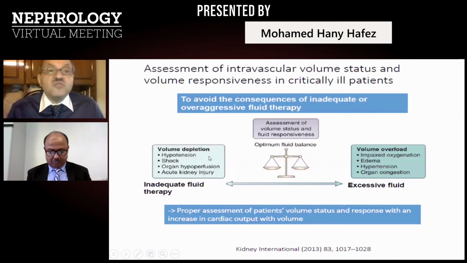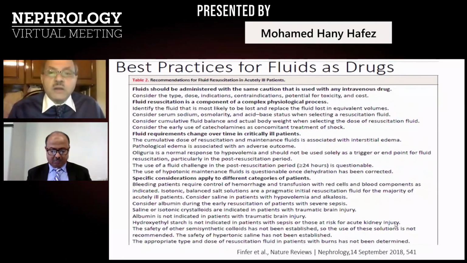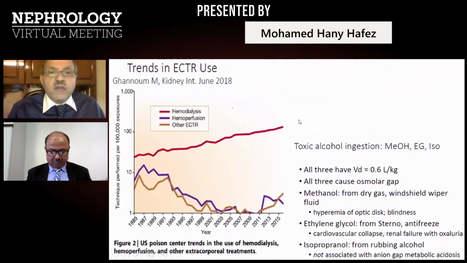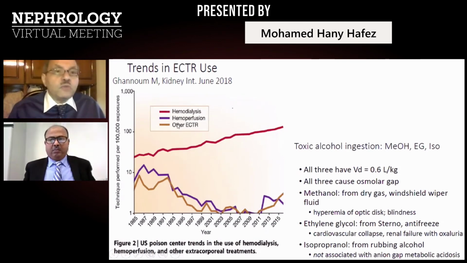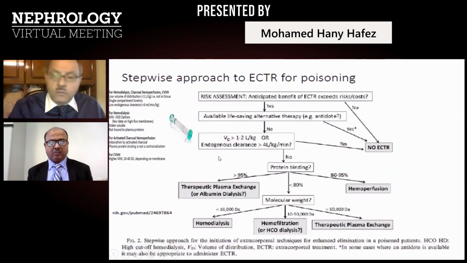It's very important to differentiate between the volume depletion type of acute kidney injury and the volume overload type, because if you don't do this, you will miss your case. And these are the recent recommendations regarding the fluid use in this type. I will not go into detail. This is the trend of using hemodialysis to get rid of the toxins, especially if you are dealing with the different materials of toxicity that I mentioned. There is a place for hemodialysis and hemoperfusion in places where we have facilities for this.